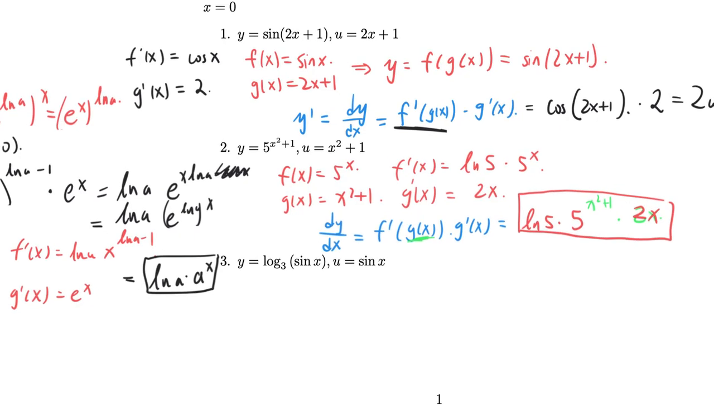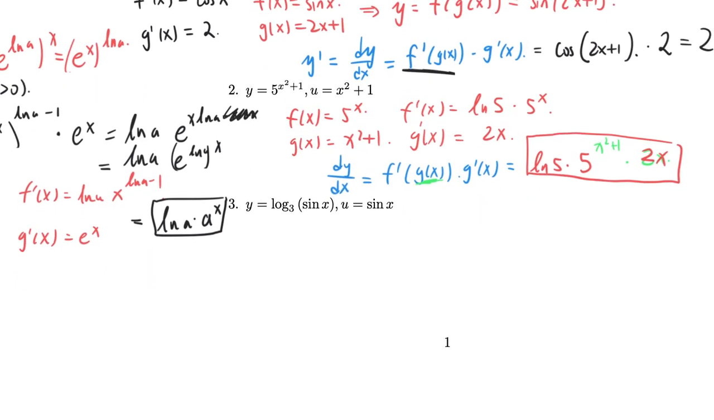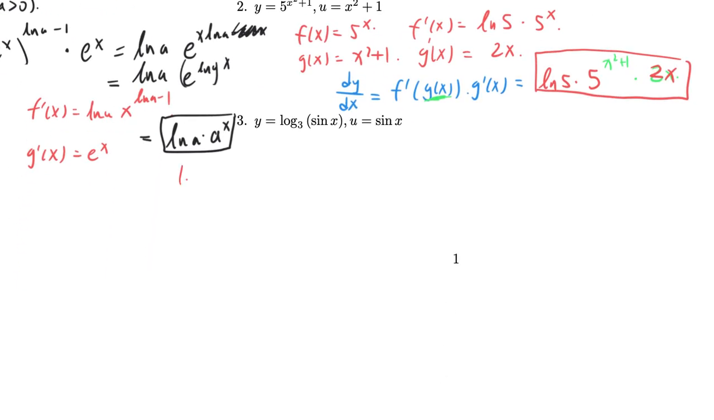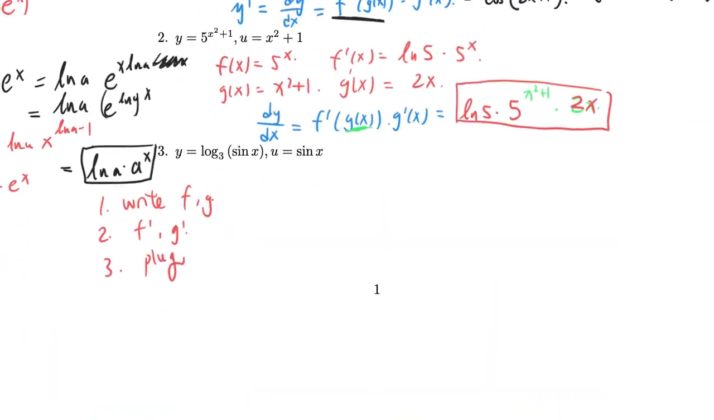Right. So at this point, if I were to summarize a general procedure, it would be to first write out the composite functions, write out f and g. Then second, you would want to compute f prime and g prime, and then third, you just plug into the formula, or like you plug into this chain rule right over here.